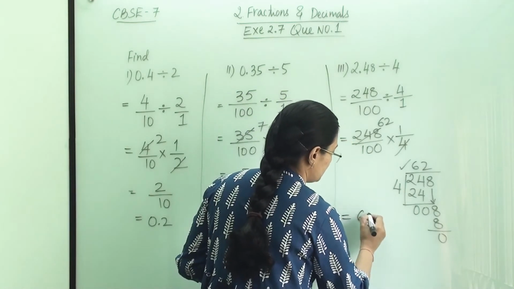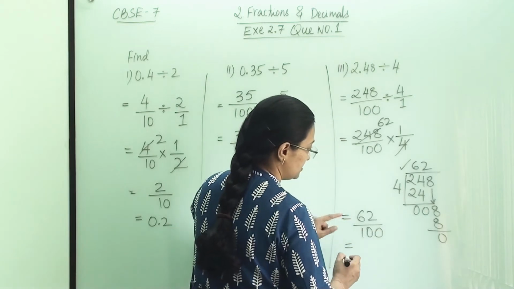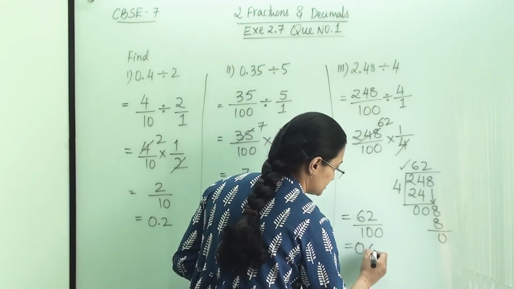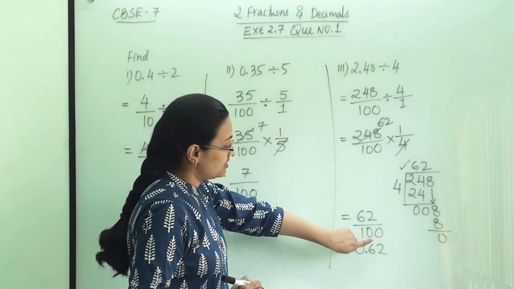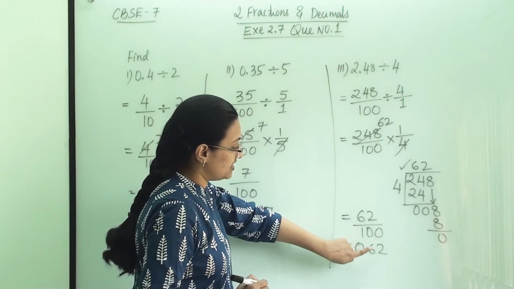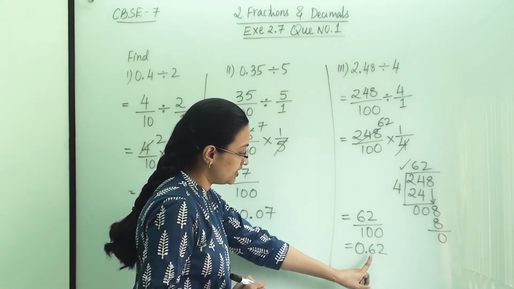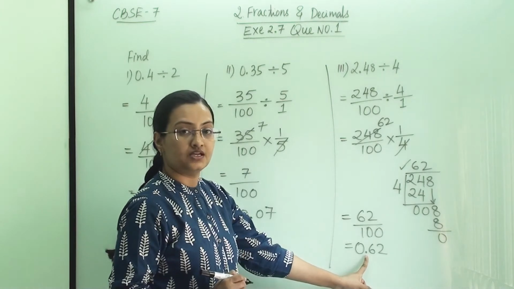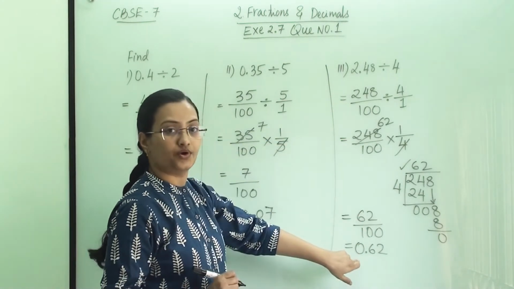Now 62 divided by 100 is there. So we are converting this into decimal form. So 0.62 is going to be our answer, because here in the denominator 2 zeros are there. So from the right side we have to cut two numbers, that is 1 and 2, and here we put the decimal point. So the answer of this division is 0.62.